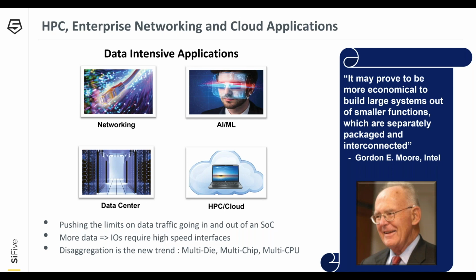I like to reference one of the quotes from Gordon Moore at Intel that is dated all the way back in 1965. He says, it may prove to be more economical to build large systems out of smaller functions, which are separately packaged and interconnected. Interlaken just allows that kind of package interconnection. In fact, disaggregation is a new trend. More CPUs, more chips, and more dies all connected to each other. This is where chip-to-chip connectivity comes into play.